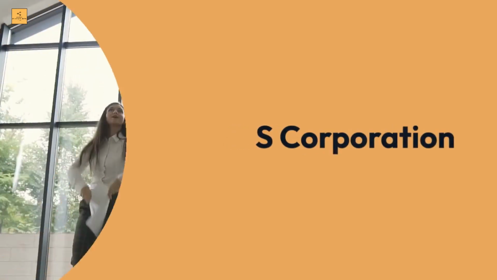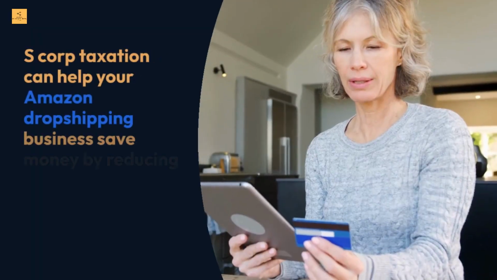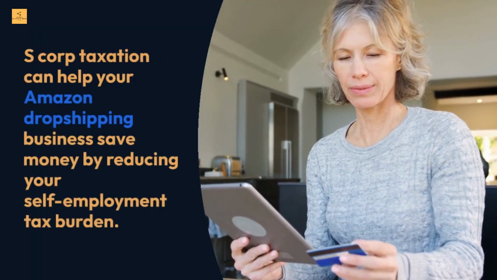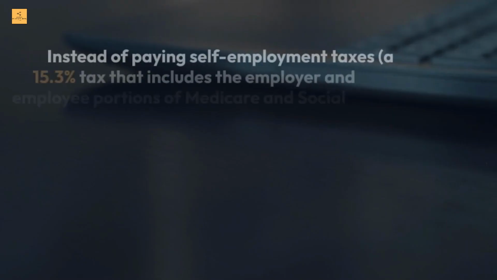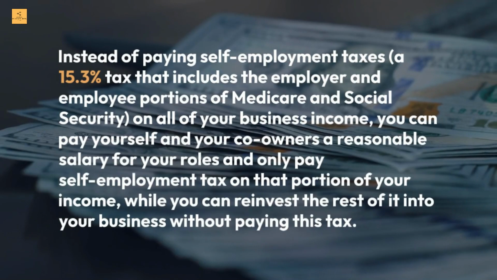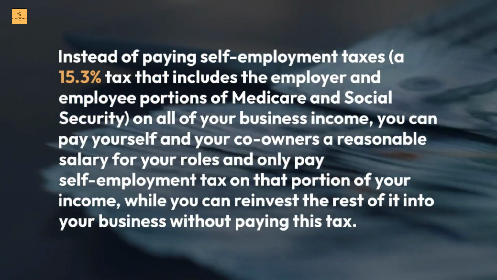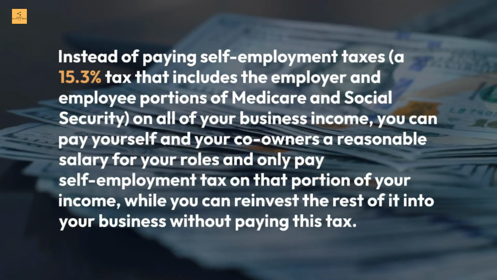S Corporation. S-Corp taxation can help your Amazon dropshipping business save money by reducing your self-employment tax burden. Instead of paying self-employment taxes, a 15.3% tax that includes the employer and employee portions of Medicare and Social Security, on all of your business income, you can pay yourself and your co-owners a reasonable salary for your roles and only pay self-employment tax on that portion of your income, while you can reinvest the rest of it into your business without paying this tax.